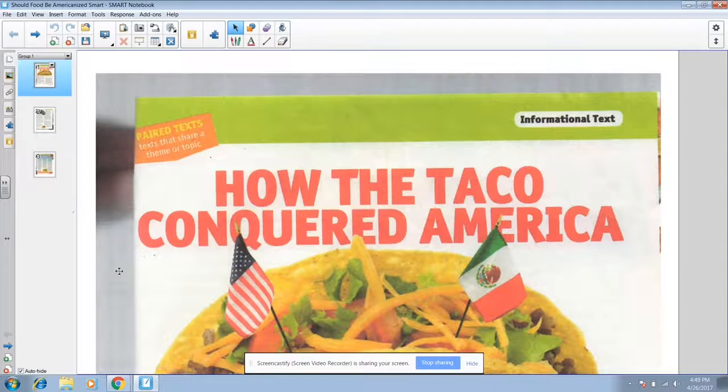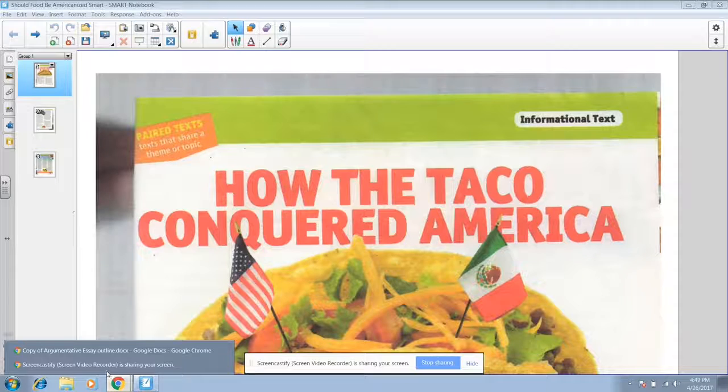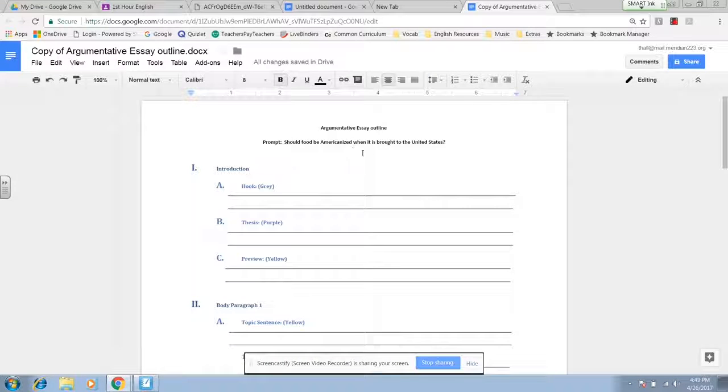What we're going to do is review using the topic that we began our year with. Our topic is, should food be Americanized when it's brought to the United States? We're going to go through each piece and write this paper together, and then I'm going to have you do something towards the end with this paper. Since I am very confident that you are good at writing an argumentative paper, I'm not going to actually write on the outline. I'm going to refer to it, but I'm going to jump right into typing this paper.